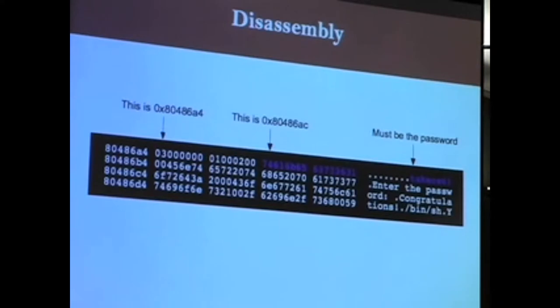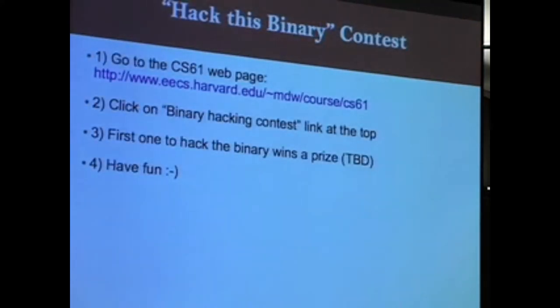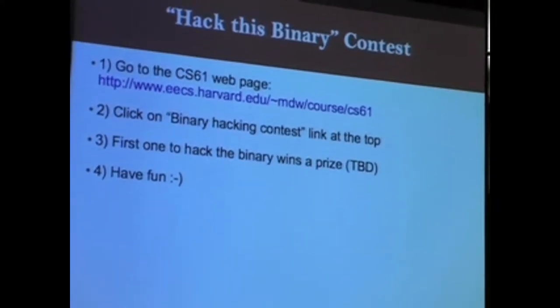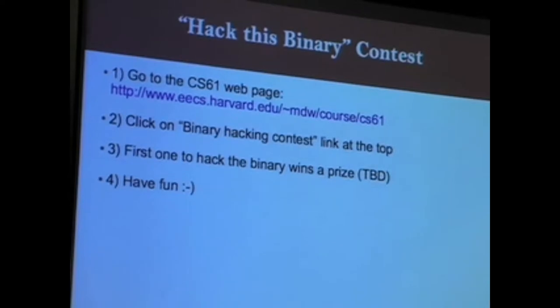The reason I'm talking to you about all this is because if you understand the tools and you understand what's happening at the machine level, you can do some pretty incredible, nefarious things. So I've opened up a contest to get you all excited about this idea. It's called Hack This Binary. If you go to the CS61 webpage, there's a link there, and it'll lead you to instructions. There is a binary on the fast machines. If you can guess the password, the first one to do it is going to win a prize. I don't know what the prize is going to be yet. Something good.